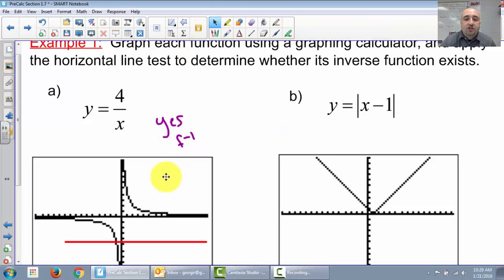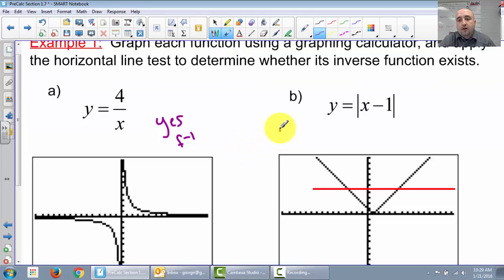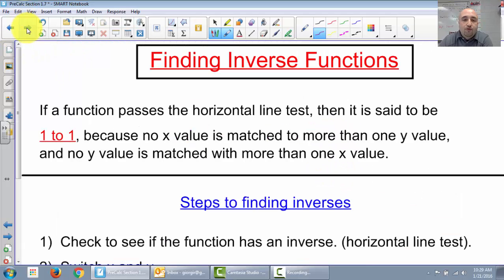Okay, what about the second one? We just did this one. This is an absolute value. This one touches more than once. So the answer to the question is no, f inverse does not exist. So no inverse function. All right, moving along.